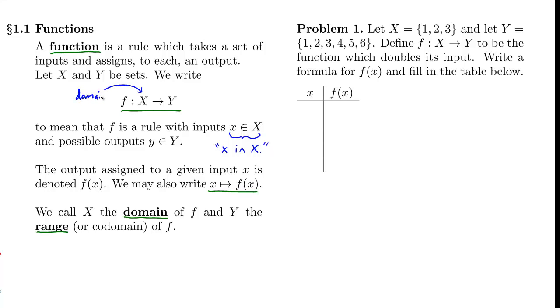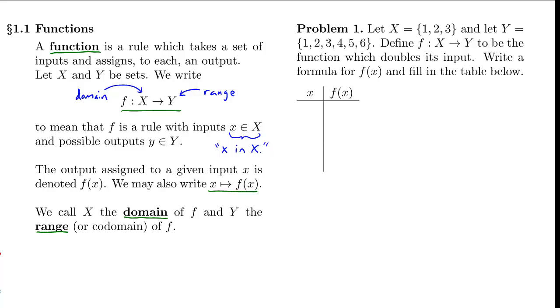Now let's talk about what kinds of rules are allowed when making a function. A rule can take the form of a formula, or a table, or a graph, or even a process for computing the output. The only condition is that for each value in the domain, there must be one single output from the range which it is sent to. A function is not allowed to be undefined on any of its inputs, and we'll say more about this in the coming problems. Let's move on to our first problem.